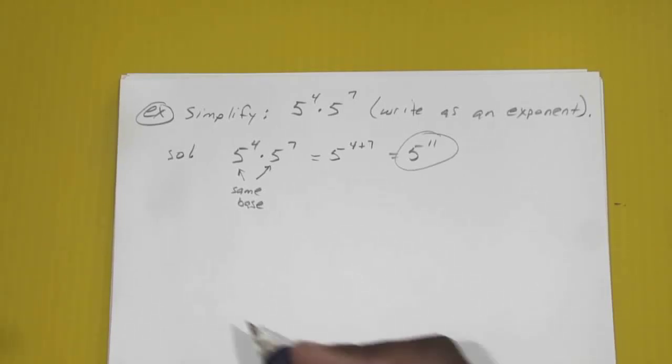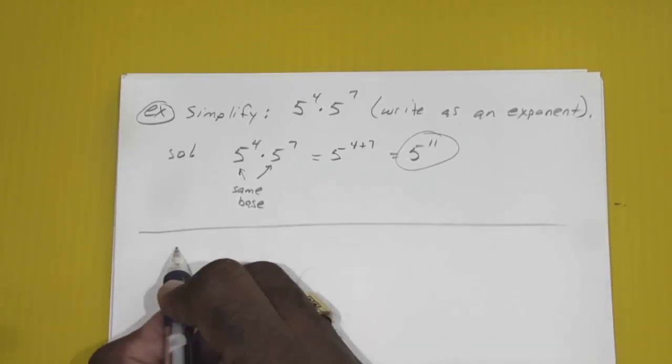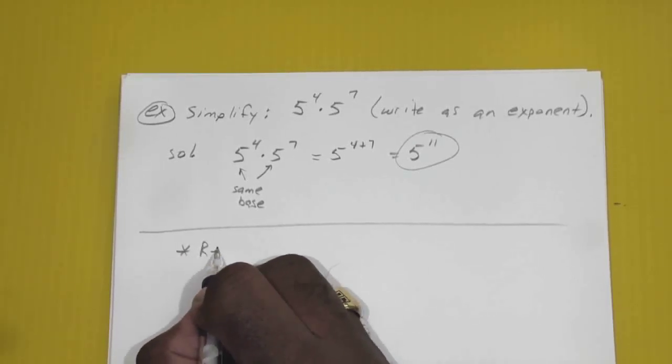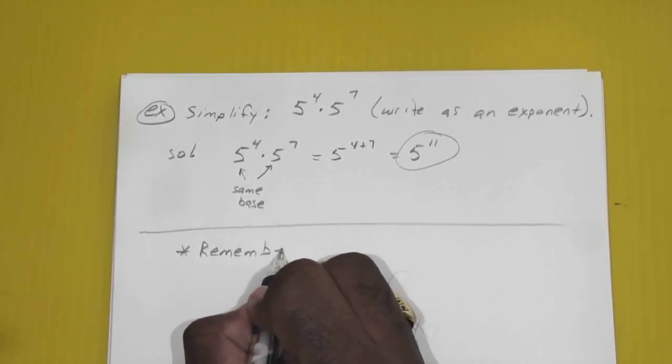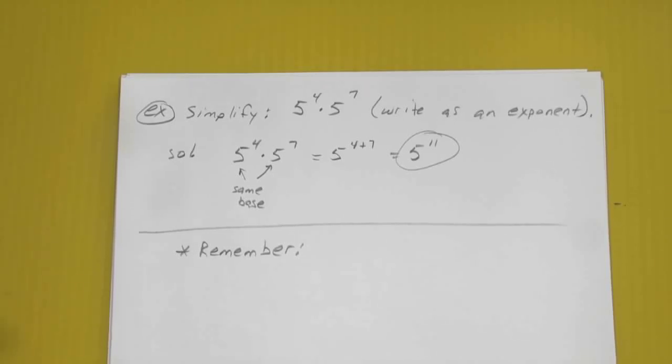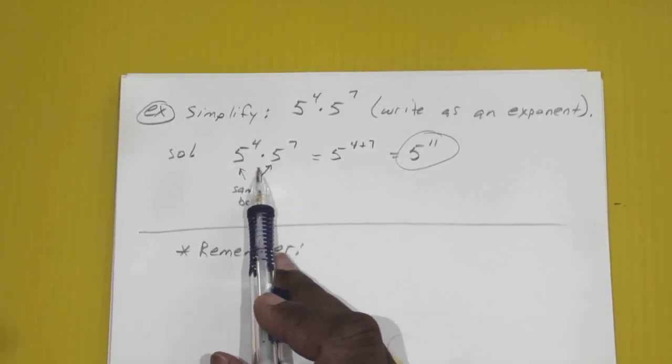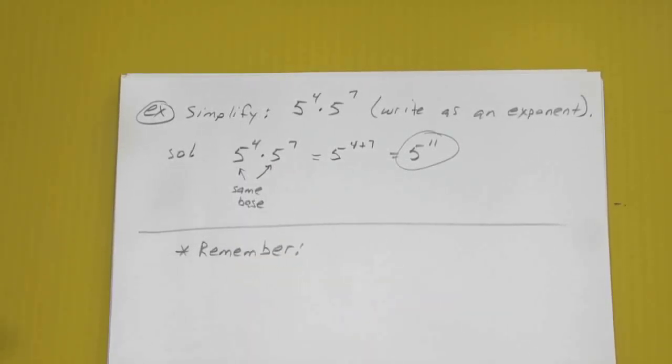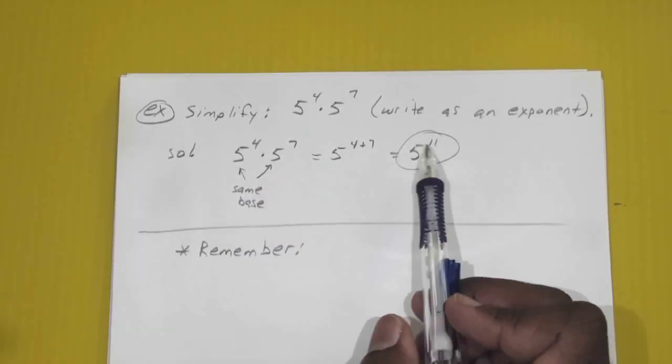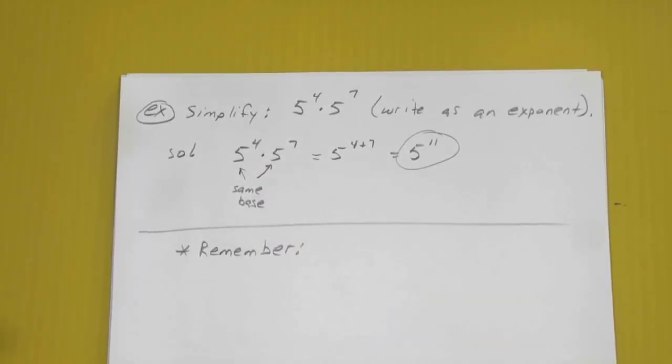Okay, so just a quick reminder that you don't have to multiply the bases. I've seen people multiply and make that 25 to the 11th power. You don't want to do that. If the bases are the same, then it just stays the same all the way through.